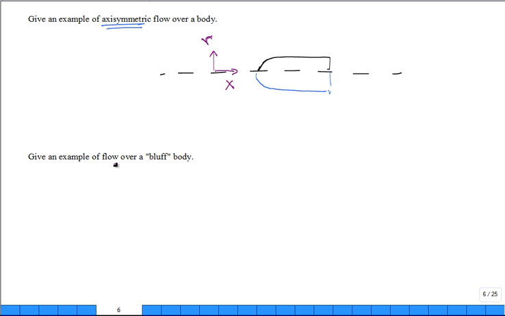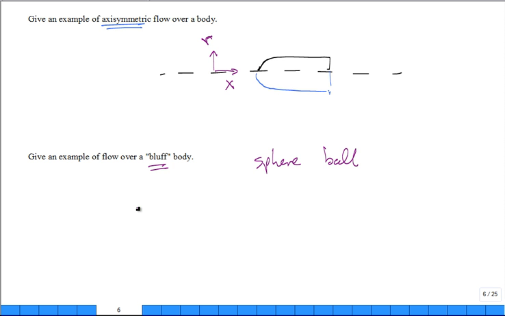Or blunt or bluff. Give an example of flow over a bluff or a blunt body. What is a blunt or a bluff body? A golf ball? Yeah, it's not streamlined at all. It's just a round object. So a sphere or a ball. A football is more streamlined for the flow. And when they throw it, you know, with a particular axis in mind. They don't throw it sideways, do they? But soccer ball, golf ball, baseball, those are not streamlined.